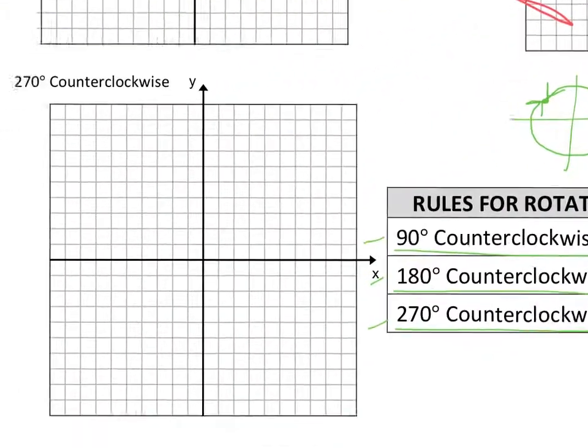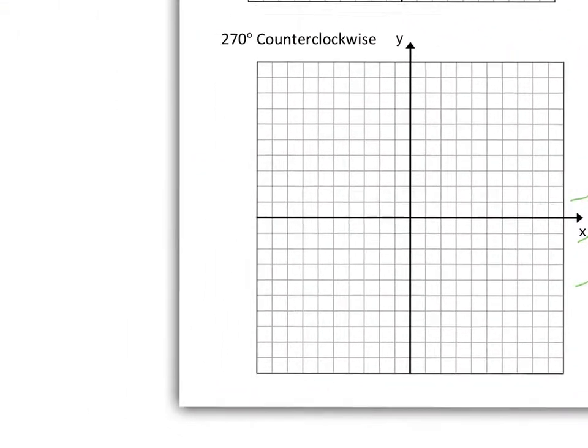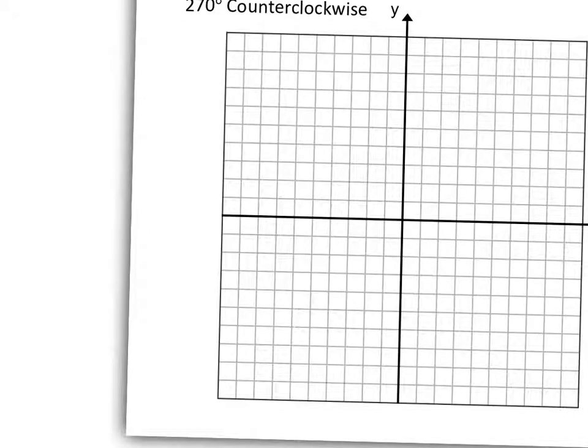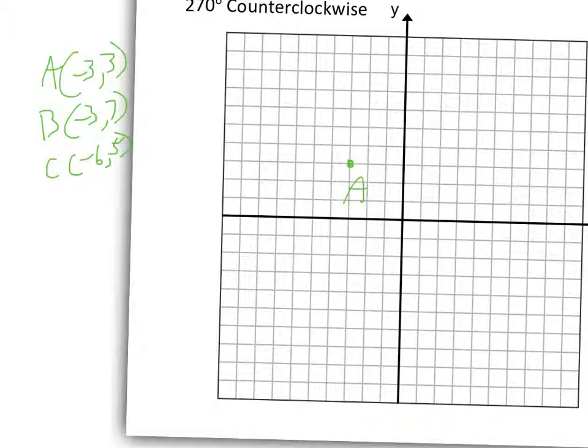Okay, looking at the last one, we've got a 270 degree counterclockwise. Let's use these points for that one. Okay, so let's graph these points. Negative 3, 3 is A. Negative 3, 7 is B. Negative 6, 5 is C. And we end up with that triangle right there.